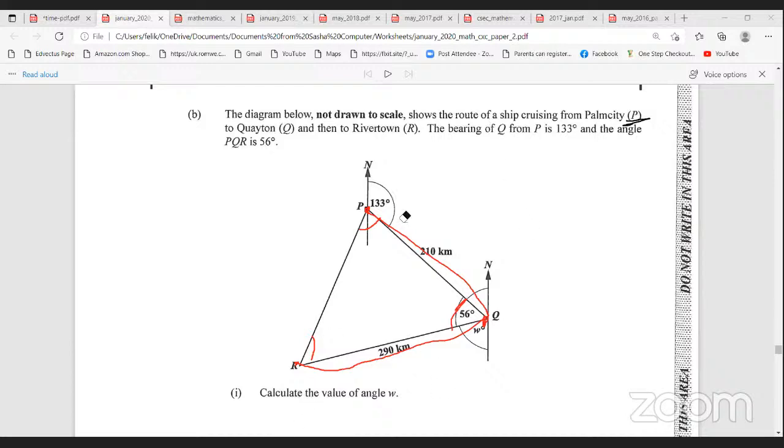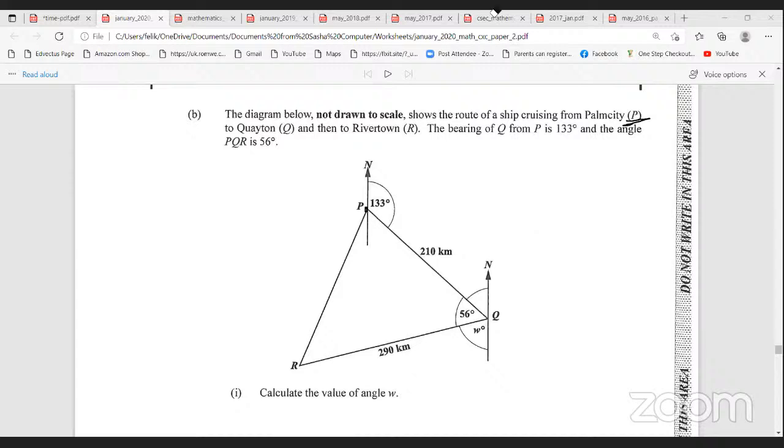Let's read what they are asking us for. Read for me, Dejano, what are they asking us to calculate? They said to calculate the value of angle W. Angle W. How would I do that now? Whatever idea comes to your mind, just tell me. We will gradually go through it together.